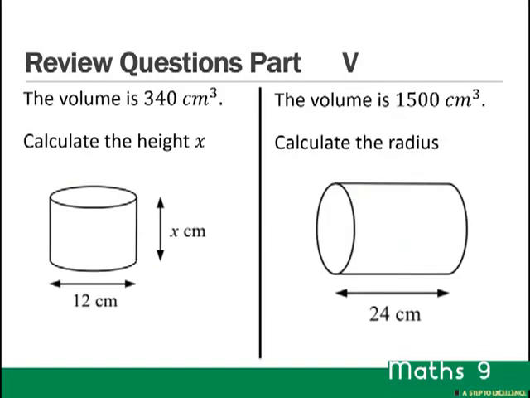Part 5. The volume of this cylinder is 340 centimetres cubed. Calculate the height, x. The volume of this cylinder is 1,500 centimetres cubed. Calculate the radius. Pause the video whilst you work them out.